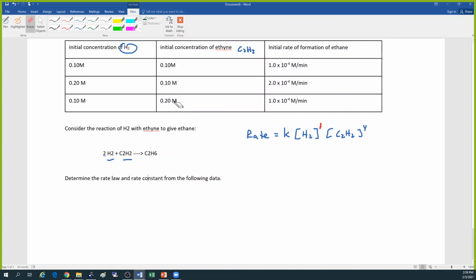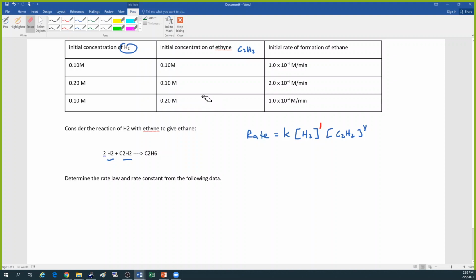I can't use this pair. Does anybody see why I can't use this one, this set? Well, isn't the hydrogen also changing? Because one increases, but the other decreases. Yeah, so it's hard to tell apart the effects if both things are changing.